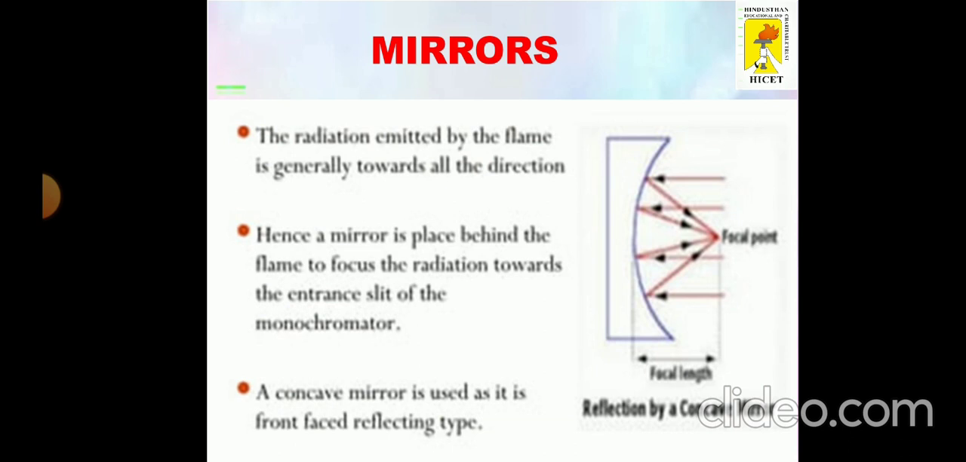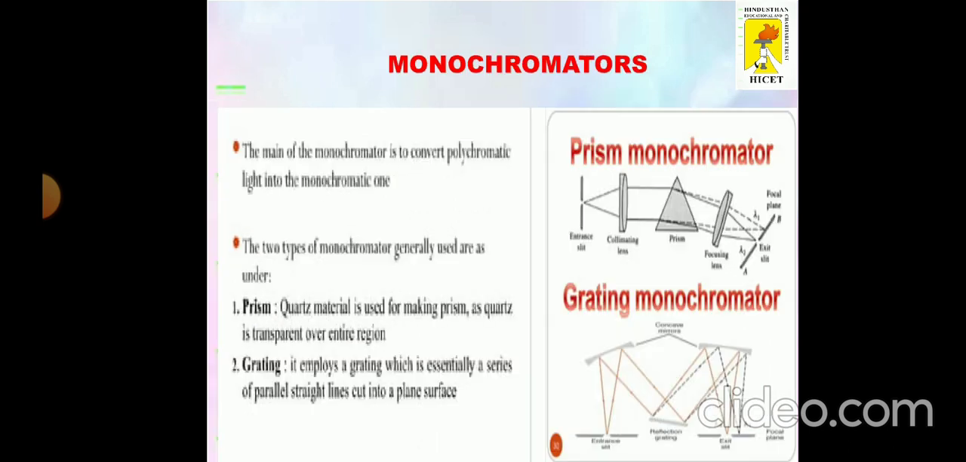Mirrors. The radiation emitted by the flame is generally directed in all directions. Hence, a mirror is placed behind the flame in order to force the radiation towards the entrance of the monochromator. A concave mirror is used for reflecting. Monochromators. There are two types of monochromators: prism monochromator and grating monochromator.